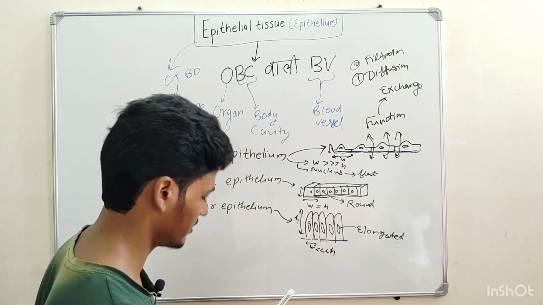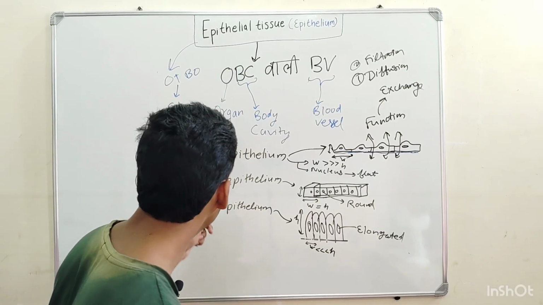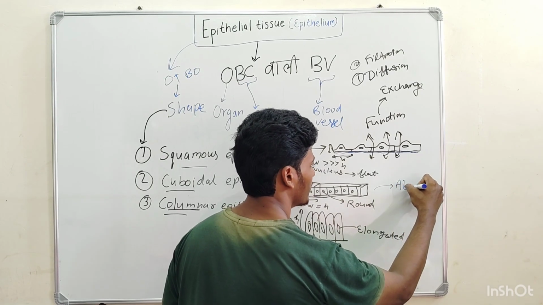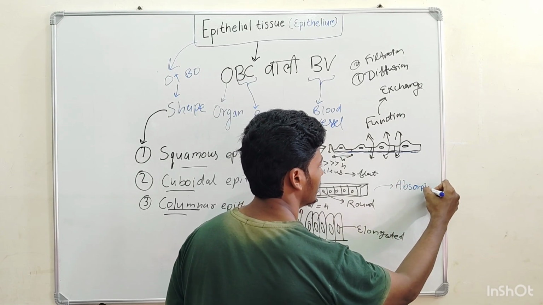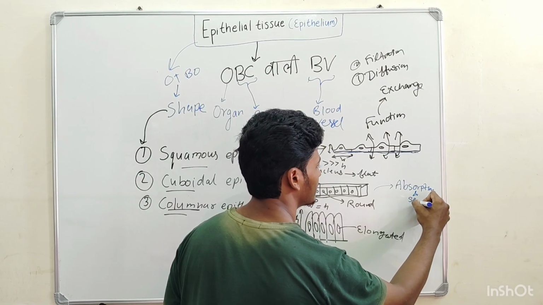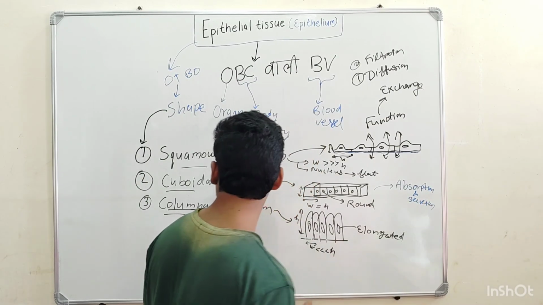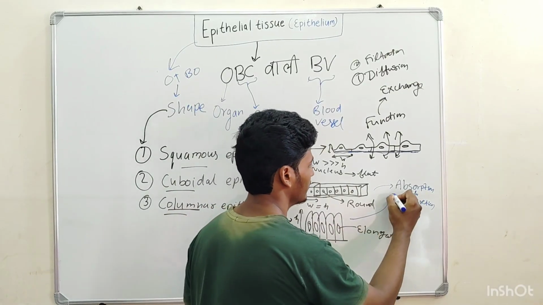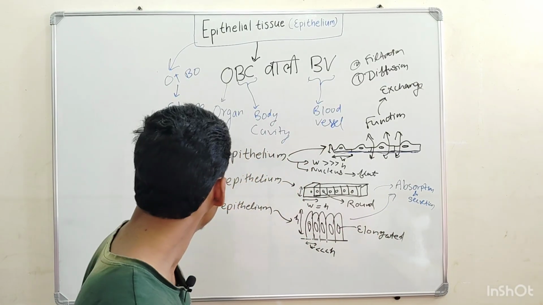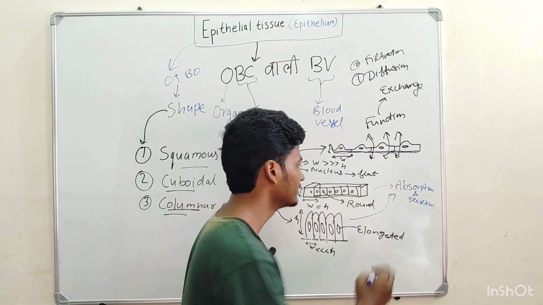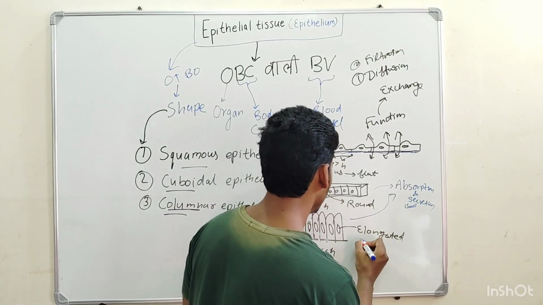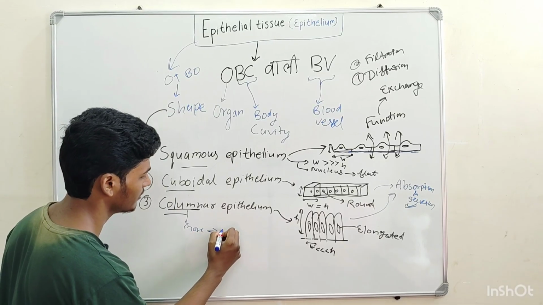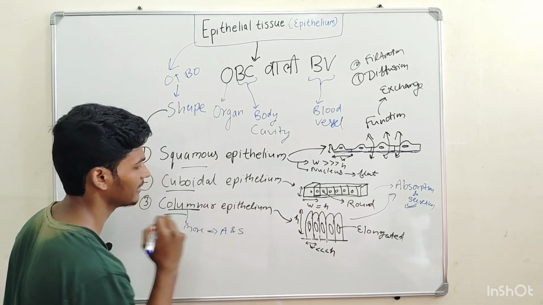One thing I forgot to tell you: function. The function of cuboidal epithelium is absorption and secretion. Actually, cuboidal and columnar epithelium have the same function. Both functions are absorption and secretion, but the columnar epithelium is more involved in absorption and secretion.